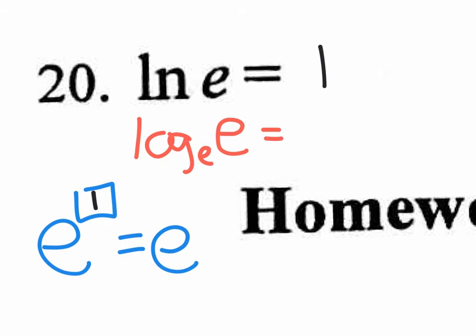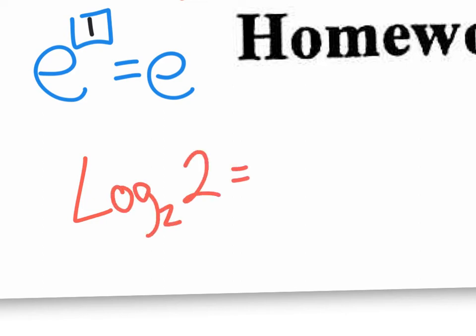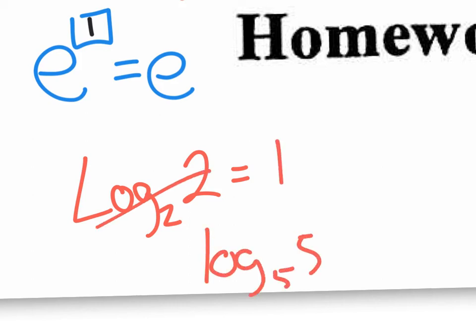Now, this is very important. This is a very important section right here that we need to recognize. Because when you have log base e of e, it really just cancels out and the answer is 1. Likewise, if you had log base 2 of 2, what does that equal? 1. It cancels out and it equals 1. What if you have log base 5 of 5? What does that equal? 1. It cancels out, equals 1, right?